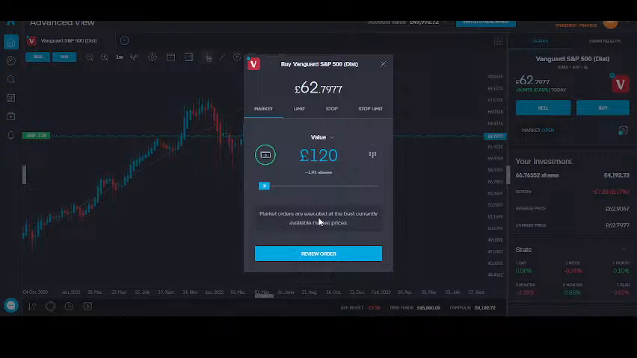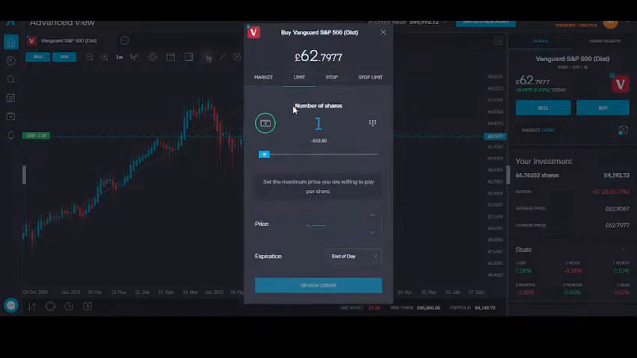Market orders are executed at the best currently available market prices. I don't remember if I have shown you before, but if you really want, you can go in using the limit function and basically set a maximum price. There it tells you to set the maximum price you're willing to pay per share.